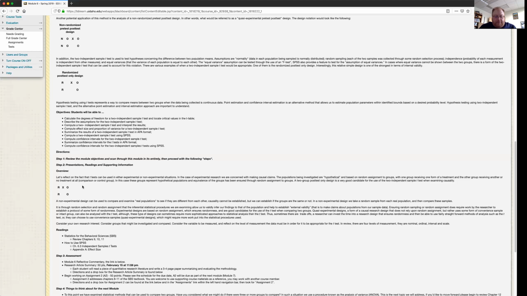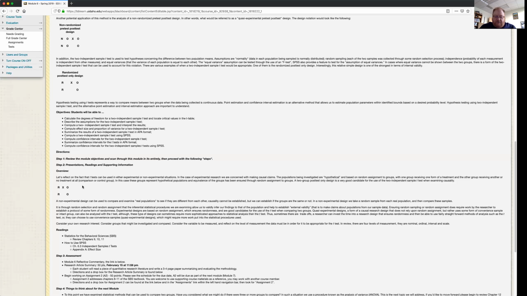Ensuring random sampling or random assignments does require work by the researcher to establish a protocol of some form of randomness. Experimental designs are based on random assignment, which ensures randomness and are good candidates for the use of the t-test when comparing two groups.